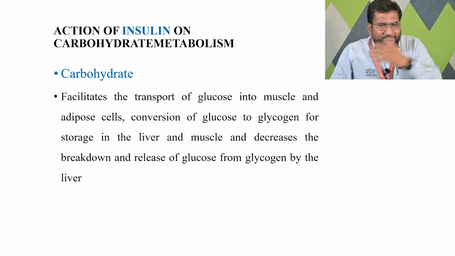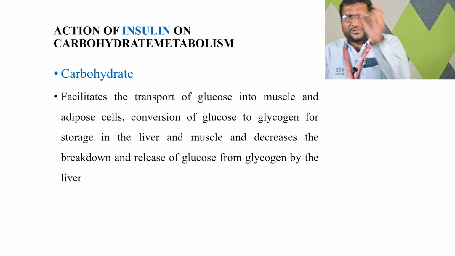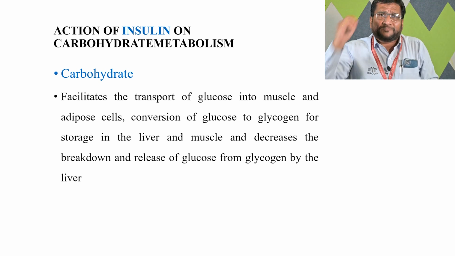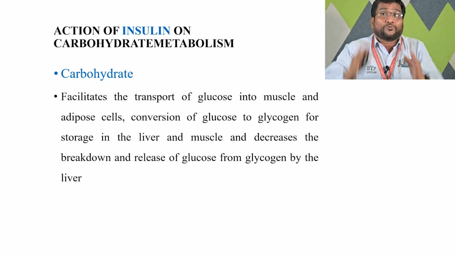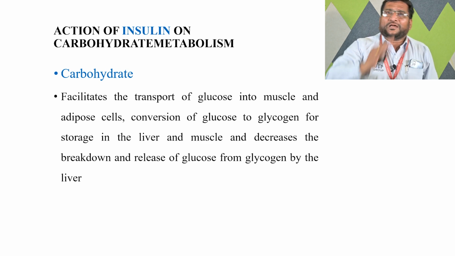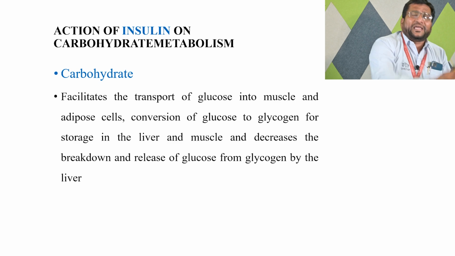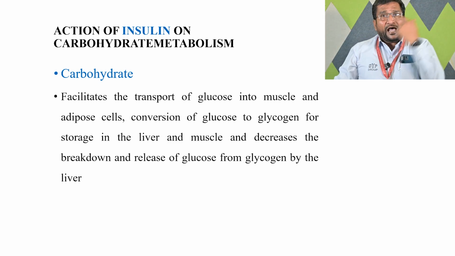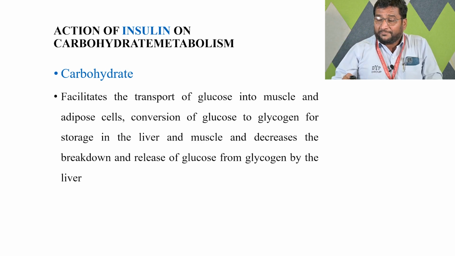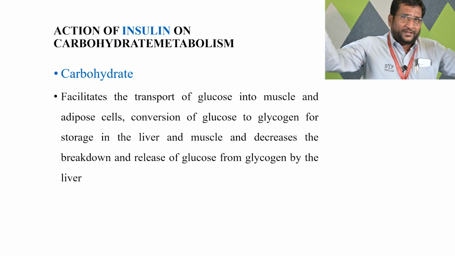So apart from the endocrine portion, apart from diabetes mellitus, I would like to tell you in short another importance of insulin. Its important role in carbohydrate metabolism, especially transport of spare reserved glucose to muscle and adipose cells. It's also involved in the conversion of glucose to glycogen for storage. Whatever glycogen is stored in the liver and muscle can be used in future, and insulin decreases the breakdown and release of glucose from glycogen by the liver whenever required. It allows them to release it in the form of glucose and supply it throughout the body.